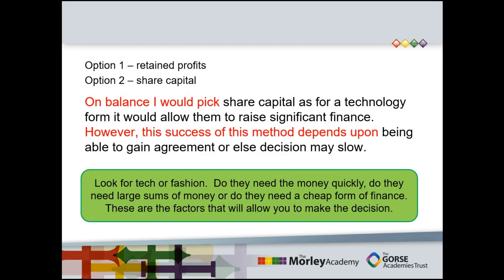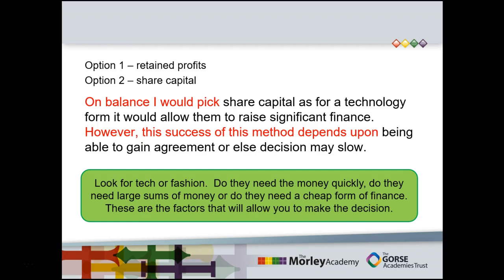Option 1, option 2. So this is a typical retained profit, share capital type question, and I've only focused on this last bit on the evaluation. If you were to get a question like this, on balance I would pick share capital, as for a technology firm it would allow them to raise significant finance. So I'm focusing on the idea that you'd pick it because it would help you raise a lot of money. However, the success of this method depends upon being able to gain agreement, or decisions may become slow.